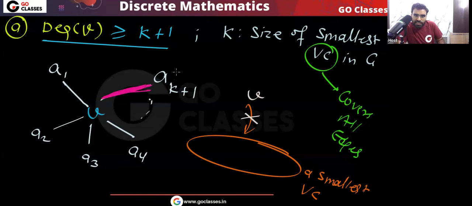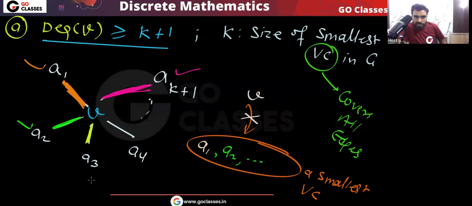To cover this edge, definitely A1 I have to take. Guaranteed, because I need to cover all the edges. Vertex cover will cover all the edges. Next, how to cover this edge? Definitely A2 I have to take. And so on. To cover this edge, definitely A3 I have to take. And this edge, definitely A4 I have to take.